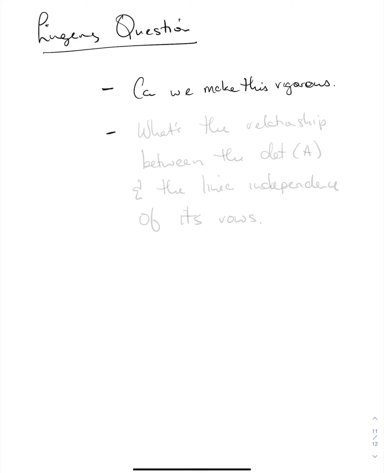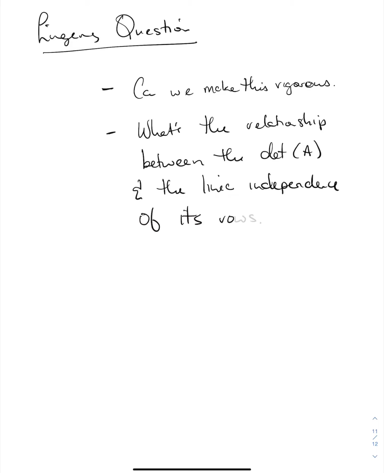We will not make this rigorous. But what we will revisit and what we will absolutely prove is the relationship between the determinant of a matrix A and the linear independence of its rows. See if you can figure it out, think on this, and we'll come back to it later.